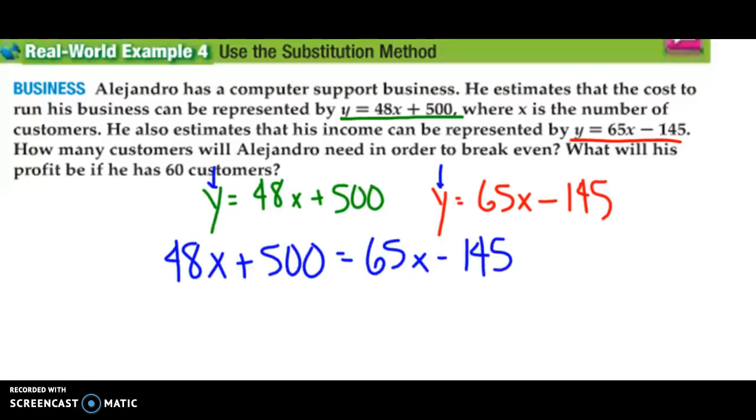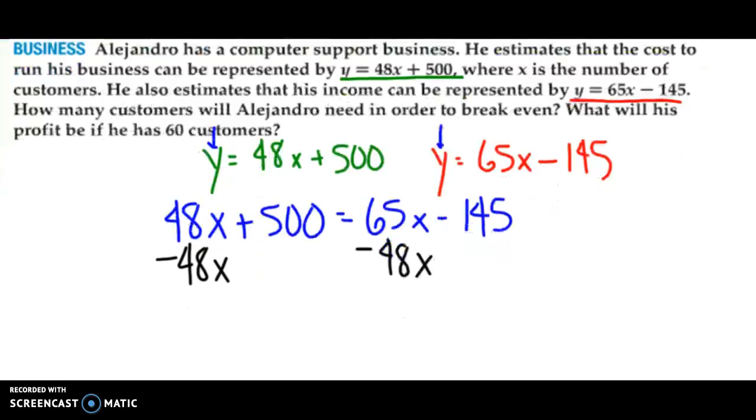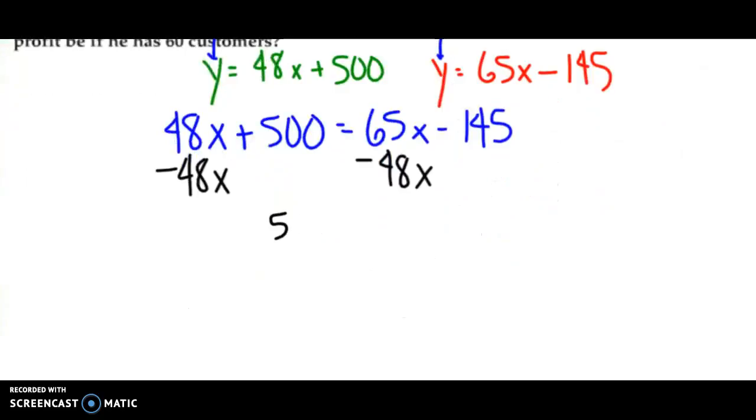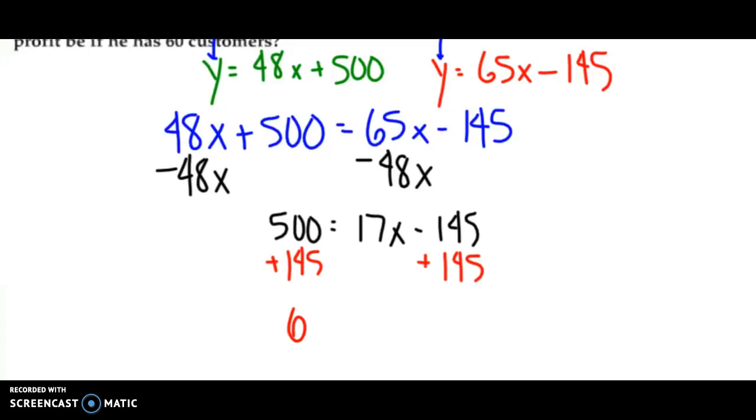Now this becomes a more familiar equation. We see that the right has more x's on it, so we subtract 48x from both sides, and we see that 500 is equal to 17x minus 145. I add 145 to both sides so that all the x's are on one side and all the numbers are on the other, and I find that 645 is equal to 17x. So to get x by itself, divide both sides by 17.